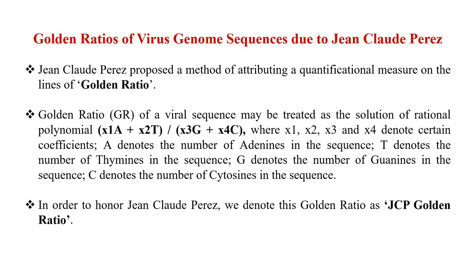A denotes the number of adenines in the sequence. T denotes the number of thymines in the sequence. G denotes the number of guanines in the sequence. And C denotes the number of cytosines in the sequence. In order to honor Jean-Claude Perret, we denote this golden ratio as the JCP golden ratio.